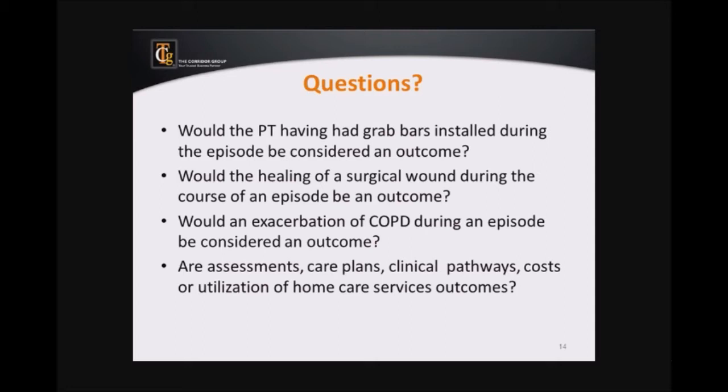Are assessments, care plans, clinical pathways, costs, or utilization of home care services outcomes? No, these are parts of processes to provide care and can and should be considered during outcome improvement projects, but they are not intrinsic to the patient.